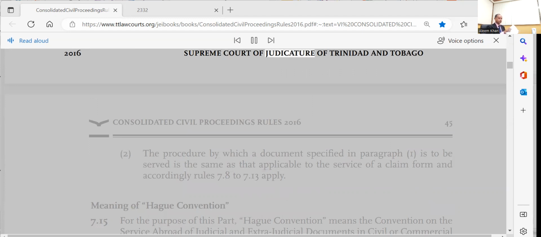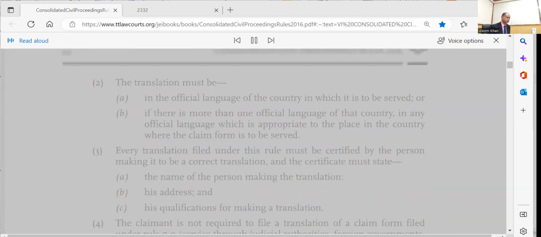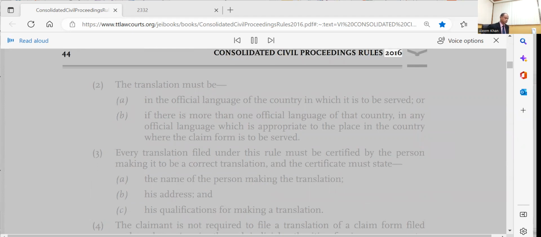2016 Supreme Court of Judicature of Trinidad and Tobago. 44. Consolidated Civil Proceedings Rules 2016. 2. The translation must be a. in the official language of the country in which it is to be served, or b. if there is more than one official language of that country, in any official language which is appropriate to the place in the country where the claim form is to be served.